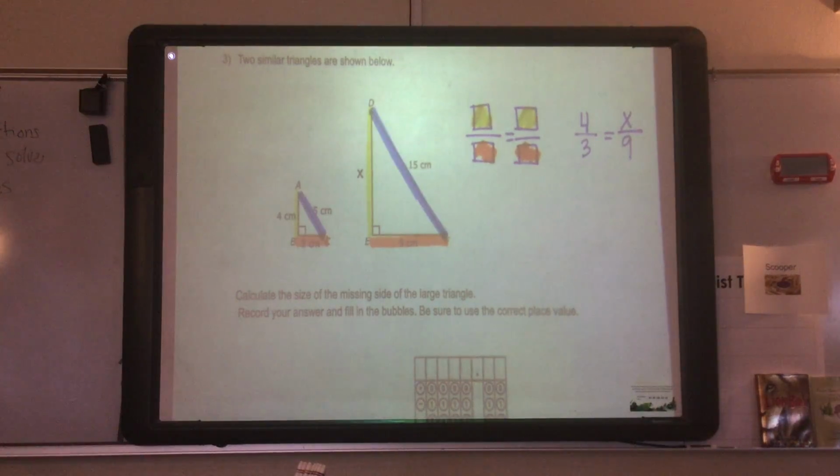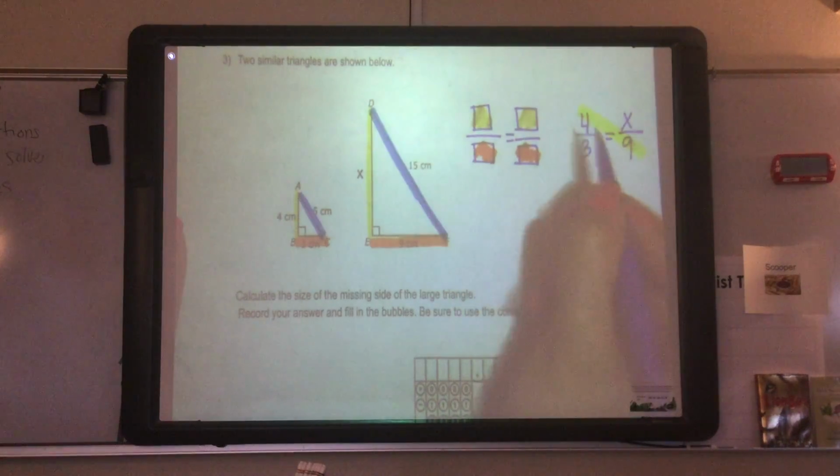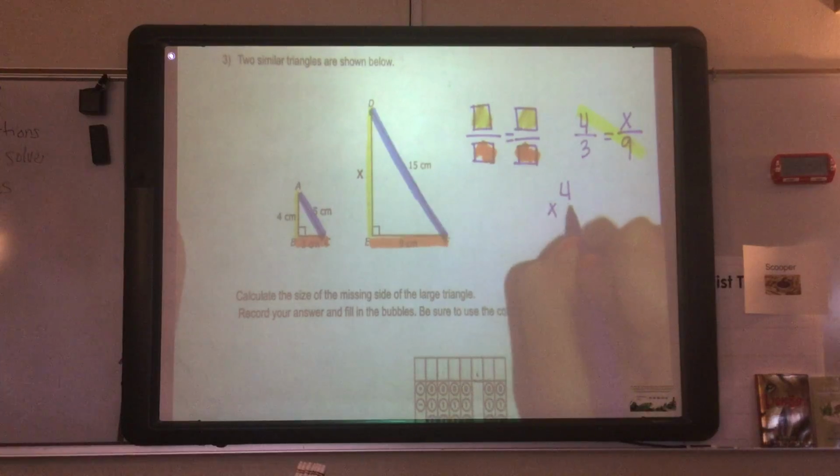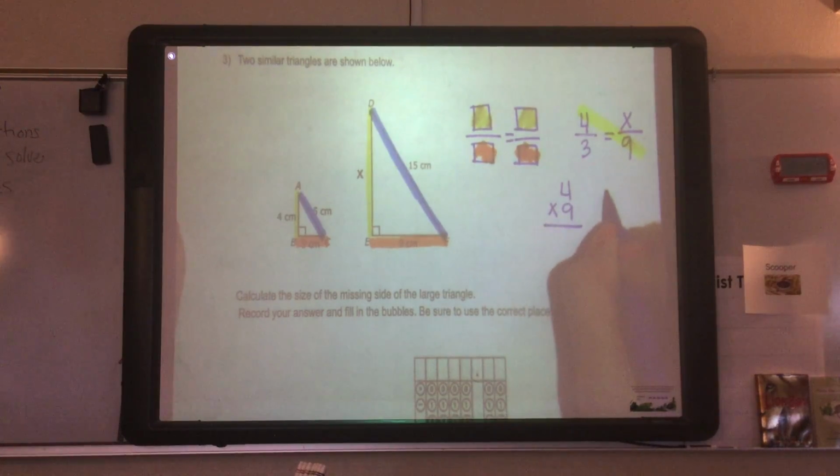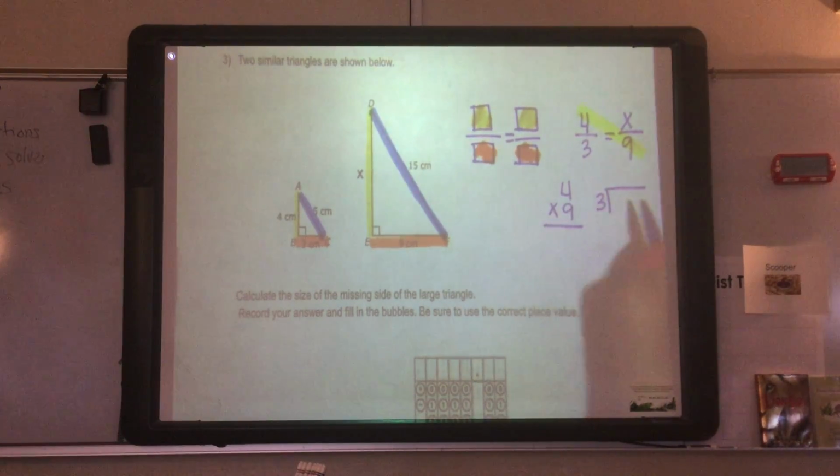Now that we have our proportions correctly set up, we're going to cross multiply and divide. Once you multiply 4 times 9, you will divide that number by 3 to get your answer. Once you have your answer, input it on the form below and continue to your next question.